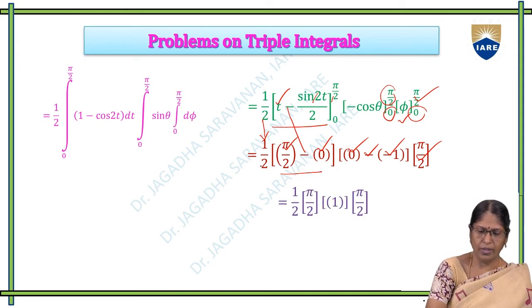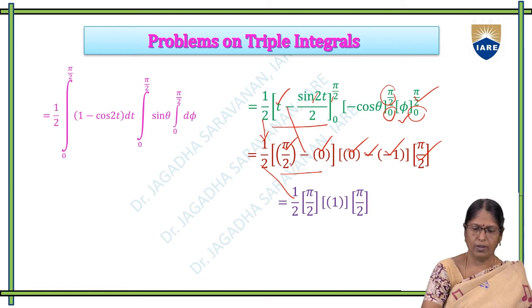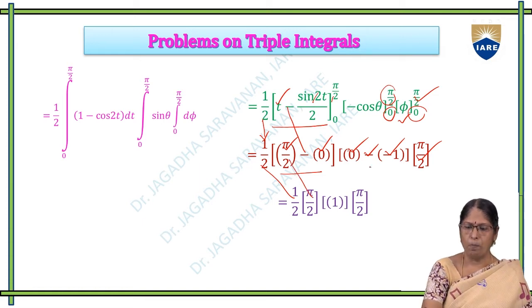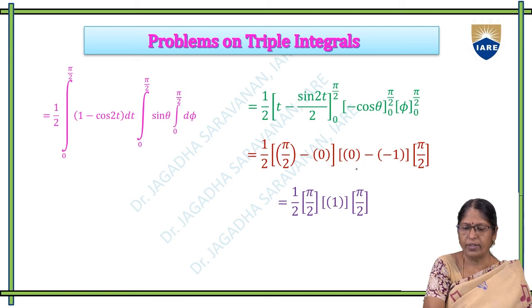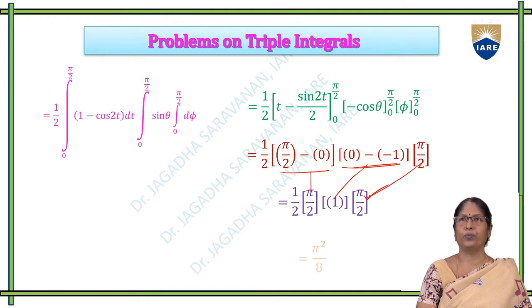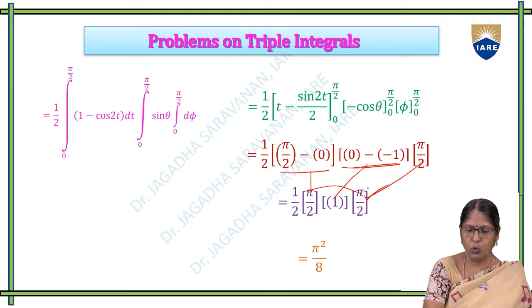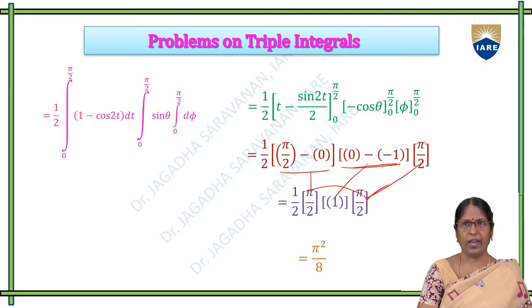So now here 1 by 2, this is pi by 2, minus minus it is 1, and here the pi by 2. So we can see it, this put together: minus minus 1 into pi by 2, pi by 2. Here this value is pi by 2, this value is 1, here pi by 2. So totally the final result we obtained for this problem is pi square by 8.